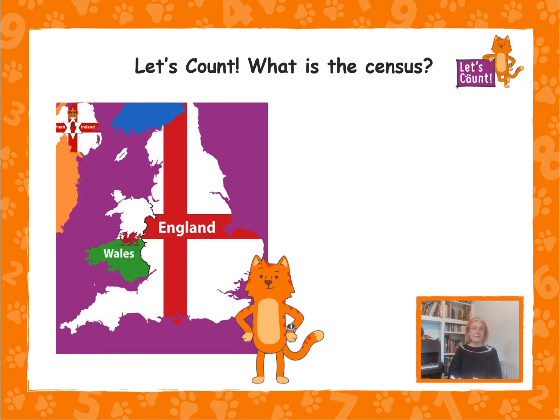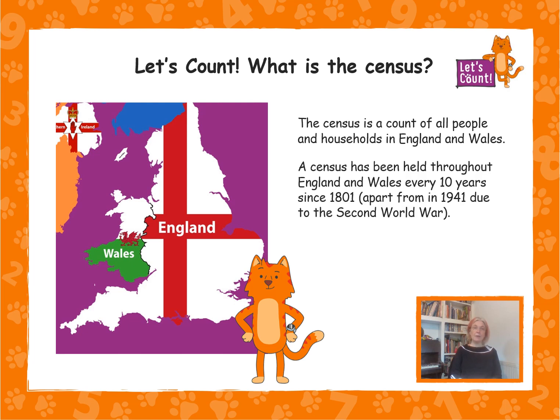So what is the census all about? The census is a count of all the people and households in England and Wales. A household is all the people who live in a particular house. The census is held every 10 years throughout England and Wales, and it's been held every 10 years since 1801, except for 1941, which, as you probably know, was during the Second World War, and it wasn't possible to organise and hold a census in that year.